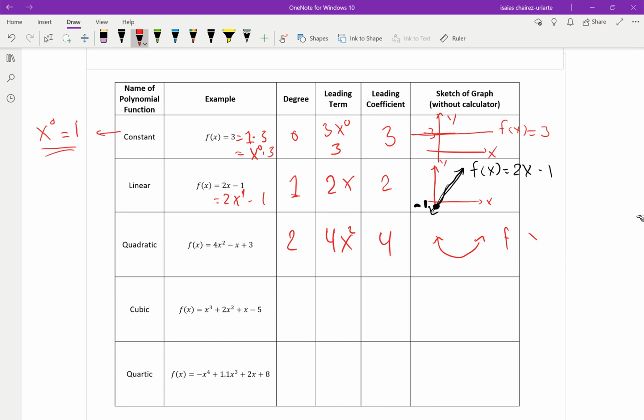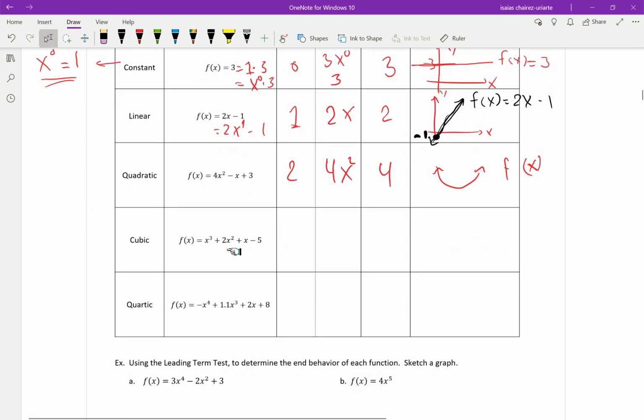F of x. Again, if I wanted to be more careful, I would probably have to factor this polynomial so that I know where its x-intercepts are, and then that would give me a better sketch of the graph. And we will be doing that. But for now, we just need to give a little rough sketch, just to get the idea here. All right, the next one.